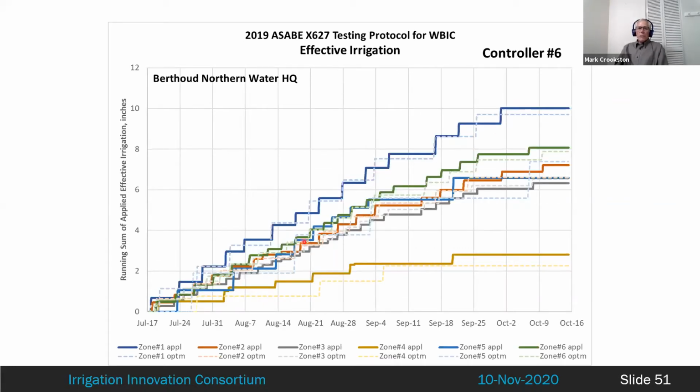So, effective irrigation running sums for controller number 6. You want the dark line to approach the yellow line, and you can see that optimal is not always better than when it gets behind, but they basically should track each other. And I was very pleased to see that this controller was able to do that.